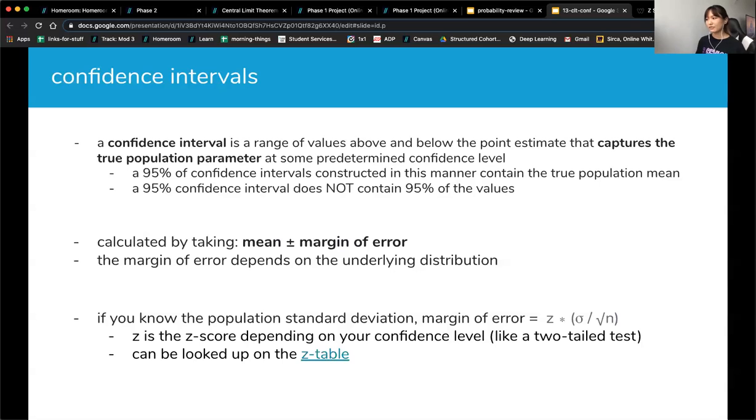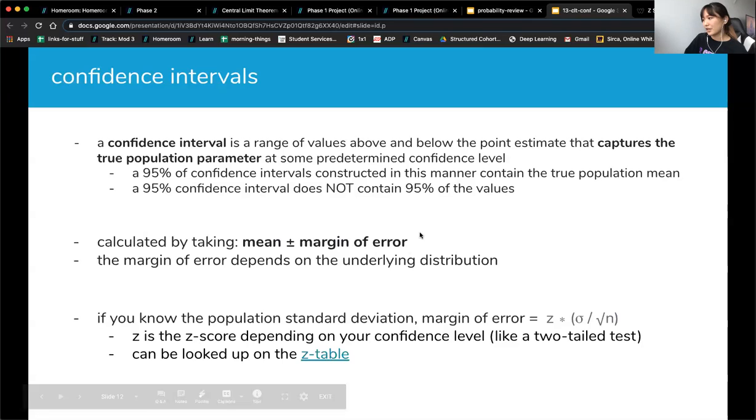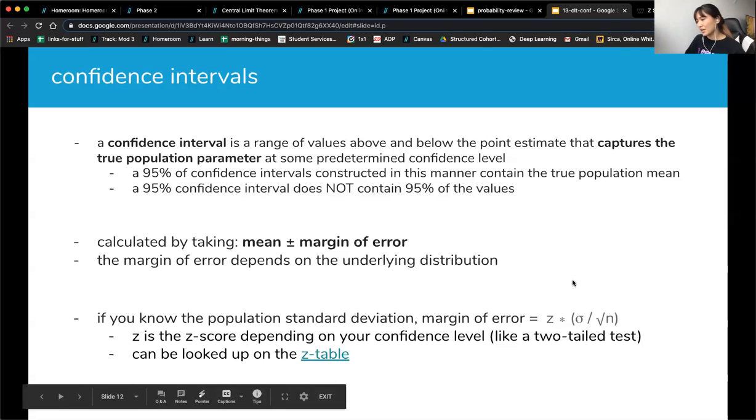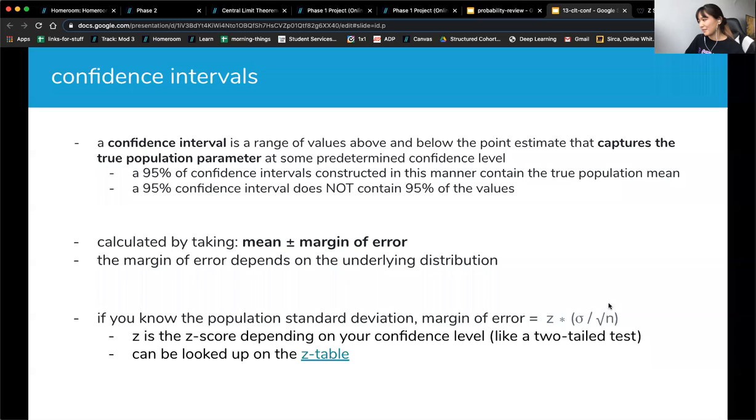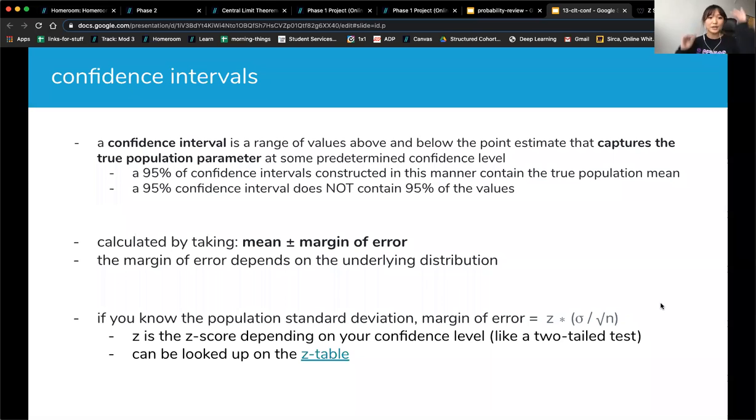That's just a common misdefinition. So all you do when calculating a confidence interval is take the mean plus and minus your margin of error. And your margin of error depends on your underlying distribution. So here, if we know the population standard deviation, your margin of error will be given by this formula: your z-score multiplied by your standard deviation divided by the root of n. And again, the z is the same z-score that we use for our z-test, and it can also be looked up on the z-table.